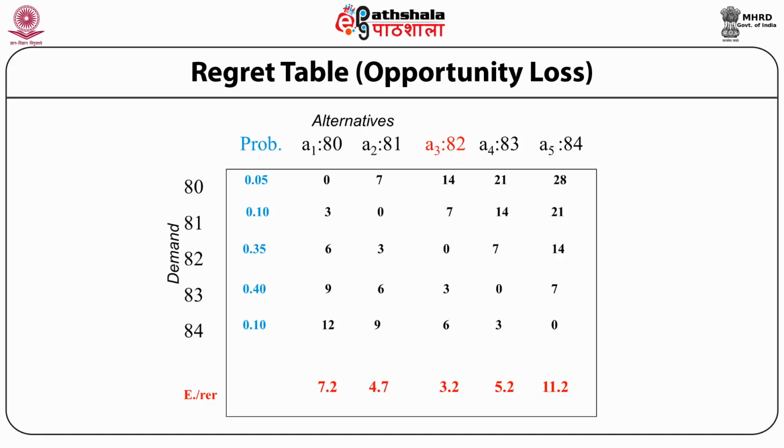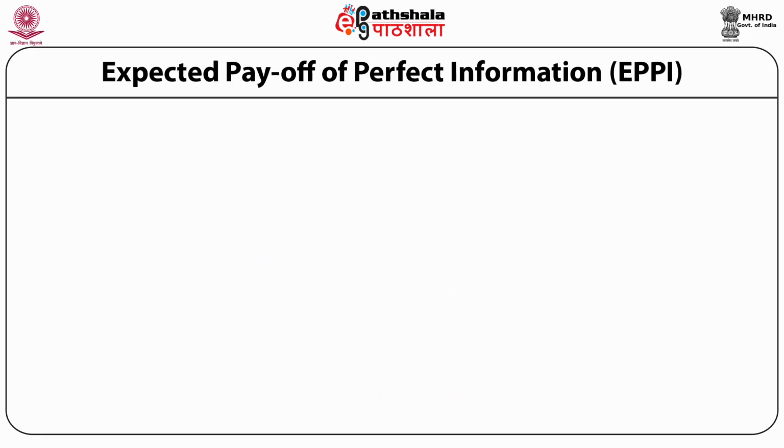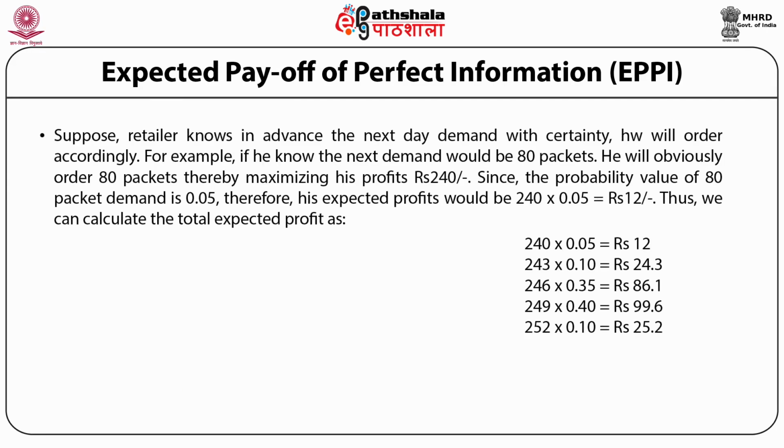Now we will talk about the expected payoff of perfect information. Suppose the retailer knows in advance what the next day's demand would be, and he knows it with certainty. How will he order accordingly? Obviously, if he knows that the next day's demand would be 80 packets, he will certainly order 80 packets, thereby maximizing his profits to rupees 240, because profit per packet is rupees 3. So profit on 80 packets would be rupees 240. And if he knows in advance that the next day's demand would be 81 packets, he will certainly order 81 packets, thereby increasing his profits to rupees 243.